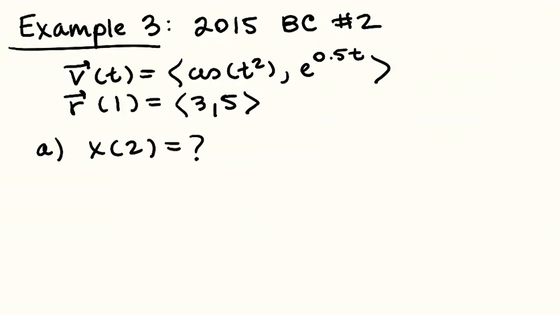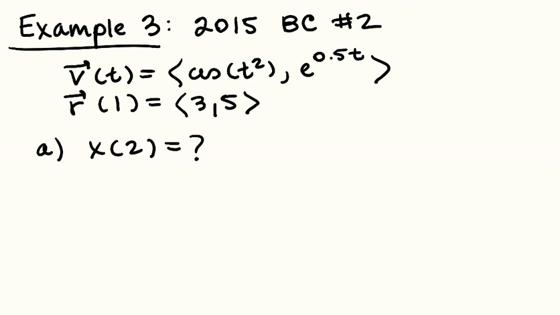Now let's look at some free response questions. First, let's look at 2015 BC number 2. This is a calculator active question because it's the second question on the free response. They give you the velocity vector, they give you an initial position at t equals 1, and now they're just asking for the x coordinate at t equals 2.